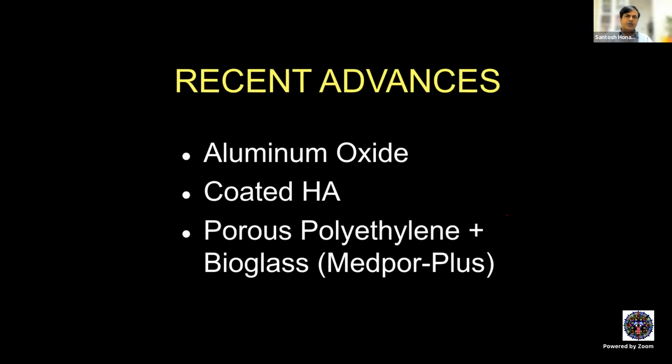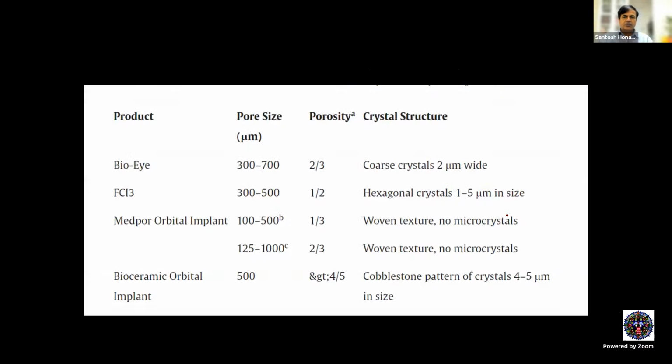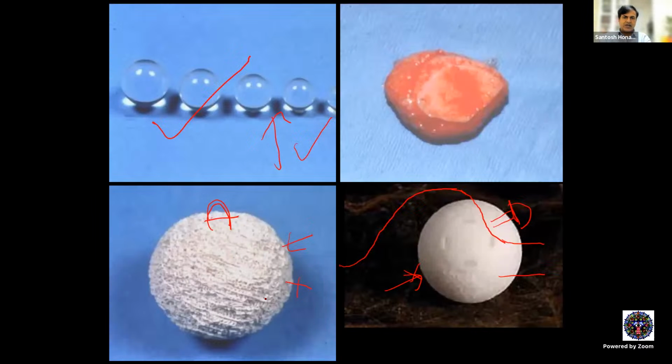Right. Now, these are the recent advances in integrated implants. Aluminum oxide is something that has come up. Hydroxyapatite generally is not coated. It is like this. It has a rough surface, as you see. Since it has a rough surface and suture cannot be passed through this tough material, we have to cover it with sclera. That's called wrapping of the implant.